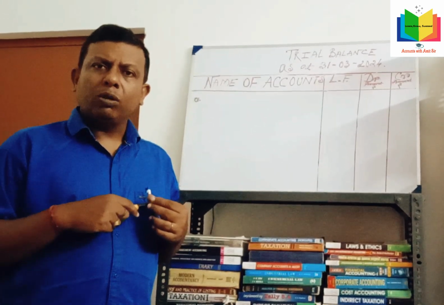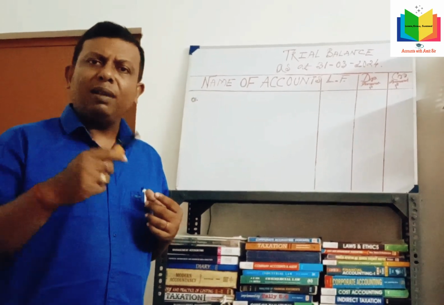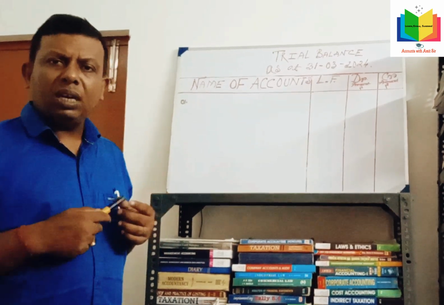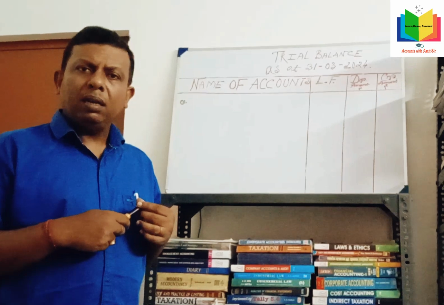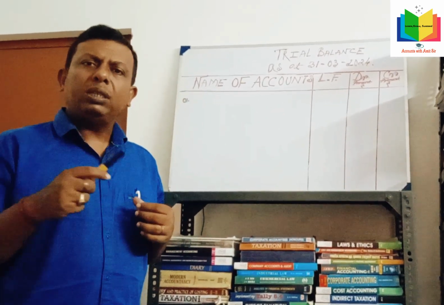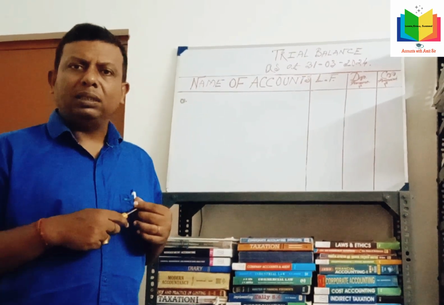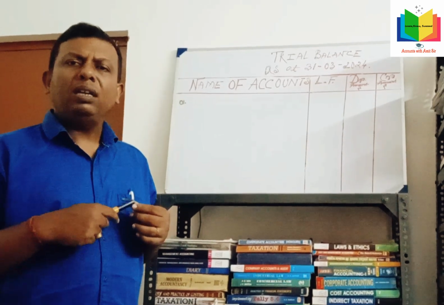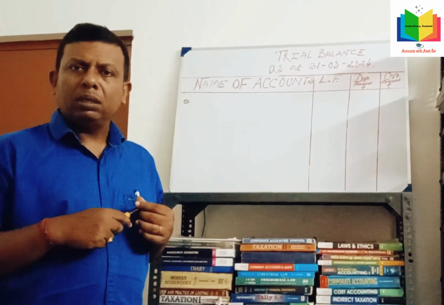Some errors do not affect the agreement of the trial balance: errors of omission, errors of commission, errors of principal and compensating errors. There are 4 errors which do not affect the agreement of trial balance. Please note them down.